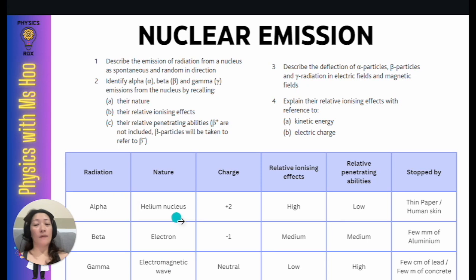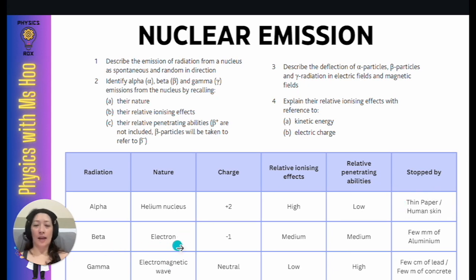You must know that alpha is a helium nucleus, and because helium has 2 protons, its relative charge is positive 2. Among the three, alpha has the highest relative ionizing effects, but the lowest relative penetrating abilities. Alpha is easily stopped by thin paper or human skin.